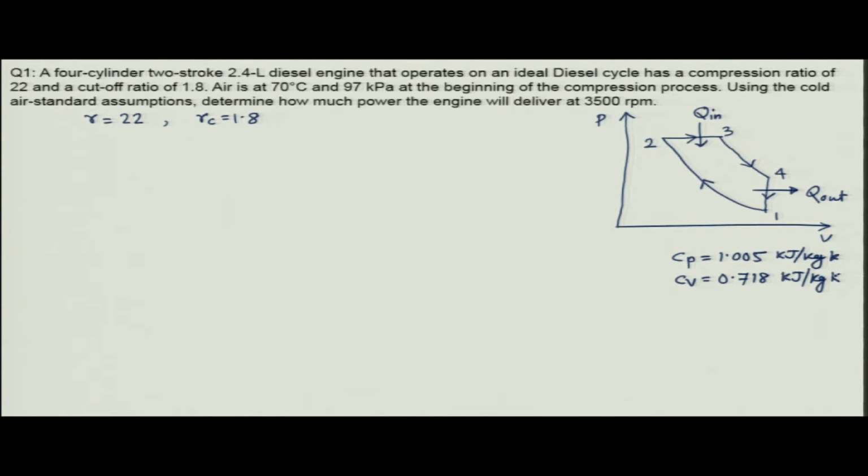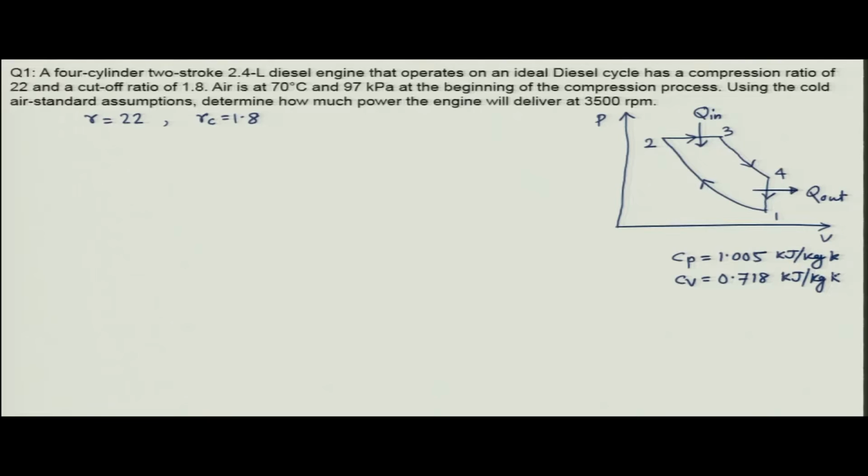If it is not a cold air standard assumption, then you have to consider the variable specific heats, as we did for the Otto cycle problems in the previous tutorial. We have to adopt that strategy, using the relative volume, and from the relative volume you can find the temperature and the internal energy. But here it is mentioned clearly that it is a cold air standard assumption. So, Cp and Cv we have to take for air at standard condition, that is at room temperature, and we can use them for our problem solving.